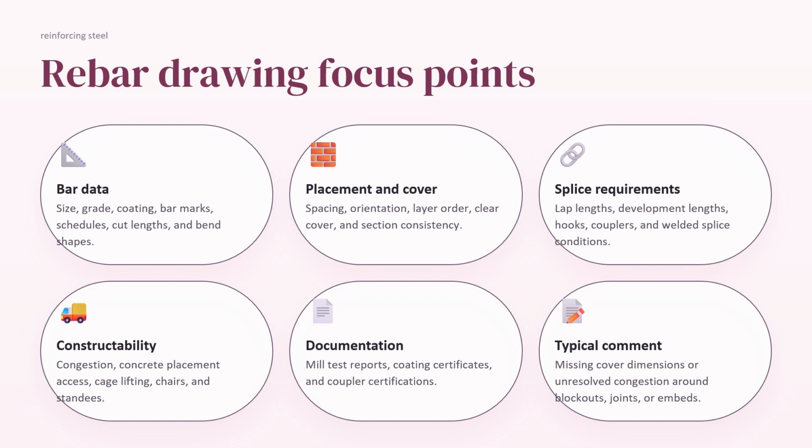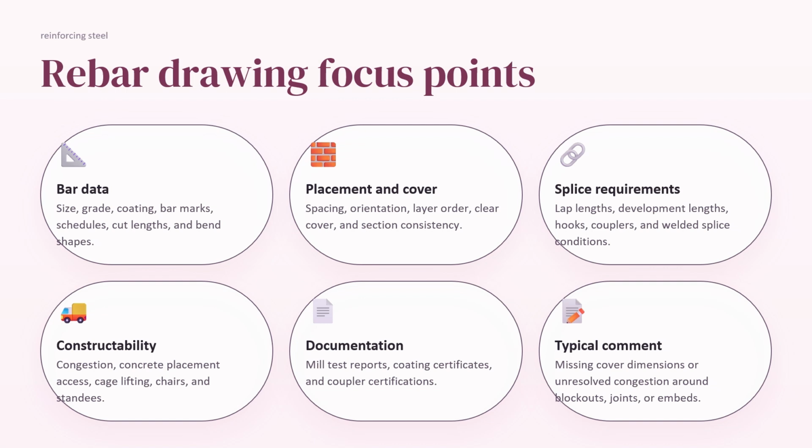Constructability, congestion, concrete placement access, cage lifting, chairs, and stirrups. Make sure these are all included in the shop drawing. Documentation, mill test reports, coating certification, coupler certification. There will be WPS, PQR reports. Make sure these are also submitted separately.